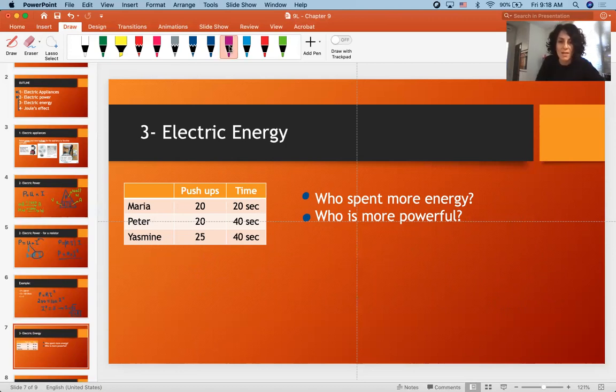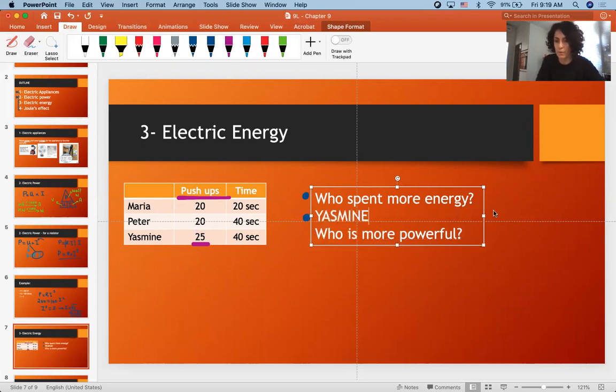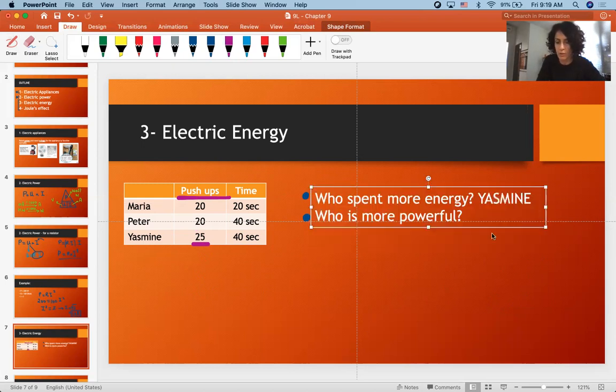Who knows? So, who spent more energy? The student who did more push-ups is the student who spent more calories and therefore more energy. And as you can see, Yasmin did the most out of it. So who spent more energy? I'm going to say Yasmin. Okay, and let me make this a bit bigger. So yeah, it fits.